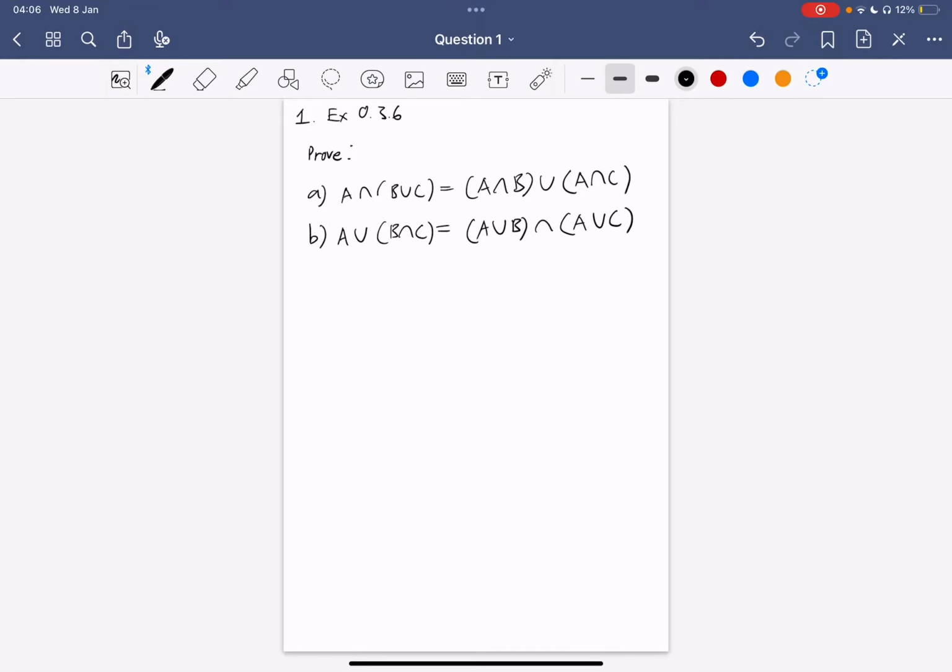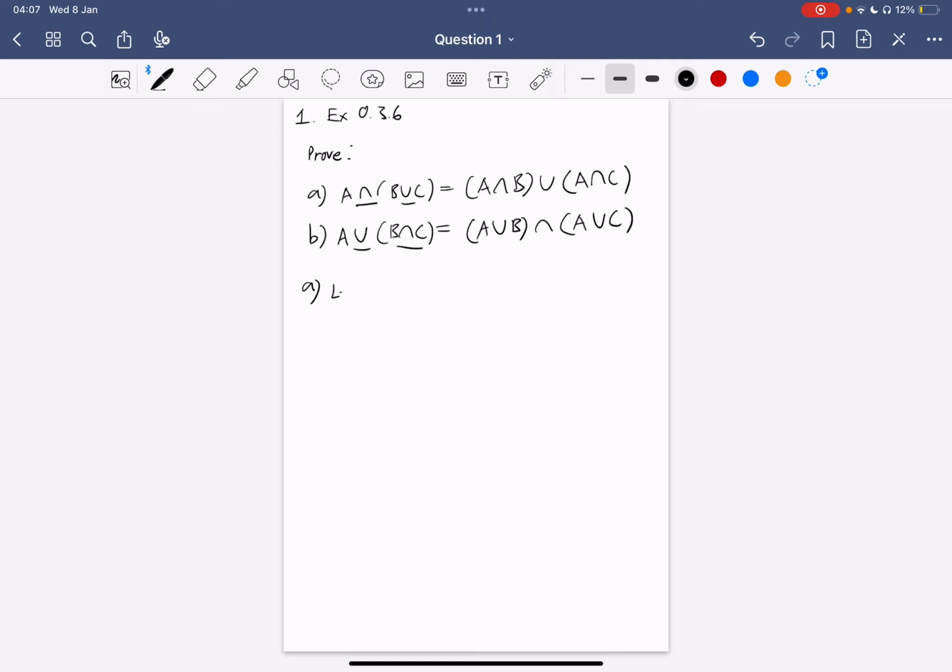Okay, so in question 1 of assignment 1, we're basically asked to prove two things. In part A, we want to prove the distributive law of the intersection over the union, and in part B, we want to prove the distributive law of the union over the intersection. So we'll start with part A. We want to show that the set on the left-hand side would be a subset of the right-hand side, and vice versa, and that would prove the equality sign.